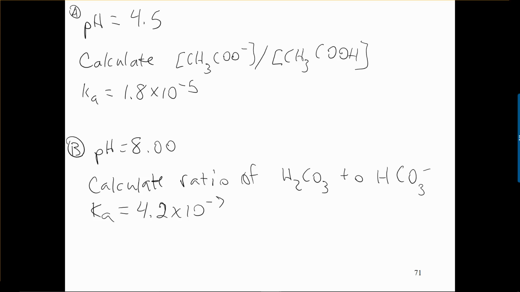If your pH is 4.5 and your Ka is 1.8 times 10 to the negative 5. So what equation am I going to use? Henderson-Hasselbalch. Good. So pH equals the negative log, but in this case it's pKa plus the log of the base over the acid. So this term, base over acid, just becomes x. That's what you're solving for. That's what I want to find.